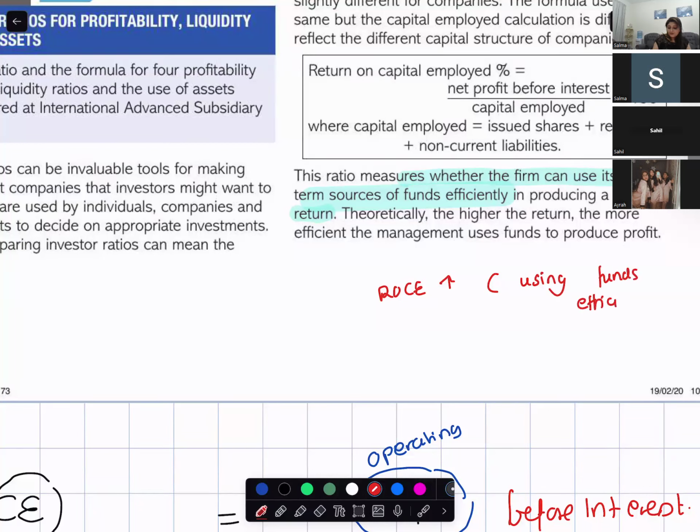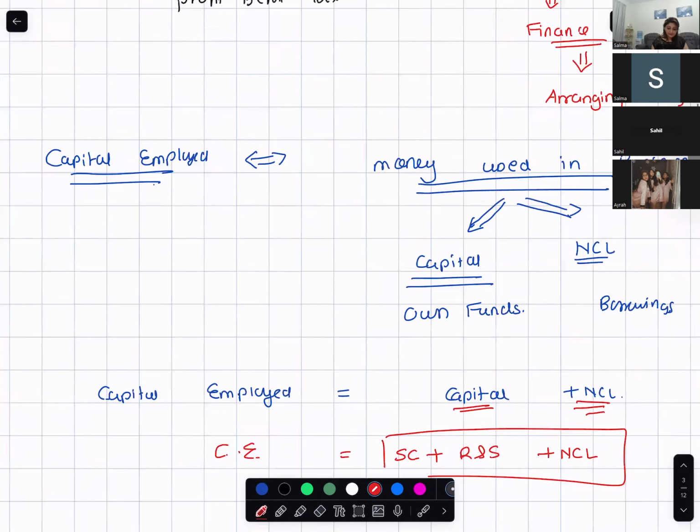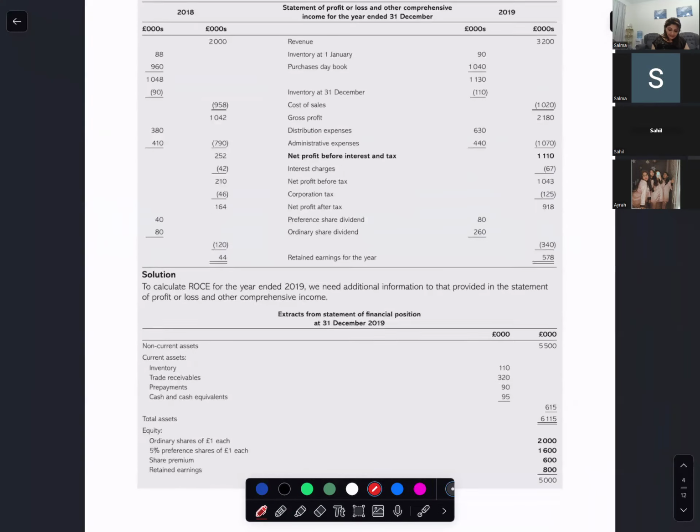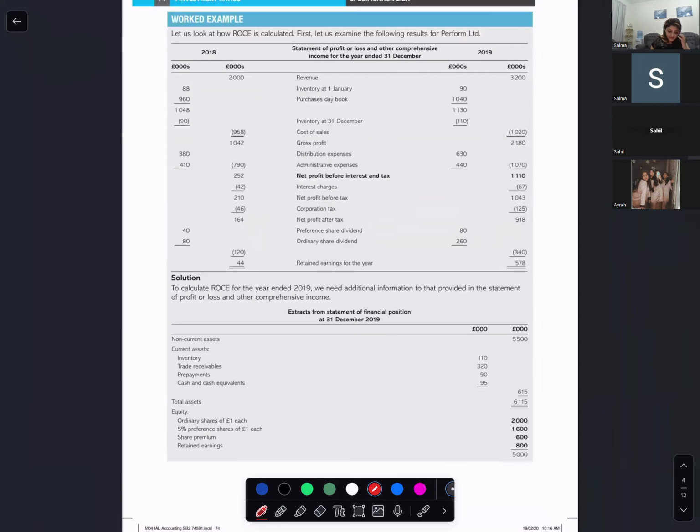If your return on capital employed is less, what does this mean? That you're not using your funds efficiently. Are you with me? Okay, I am giving you a sum. I hope you know the formula for return on capital employed. This is the sum over here. It's a worked example. Without looking at the marking scheme, I want you to calculate the return on capital employed for 2019. Okay, I am giving you time. Do it.